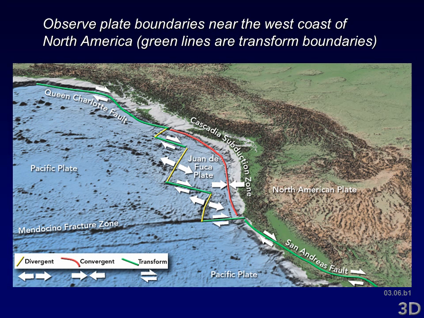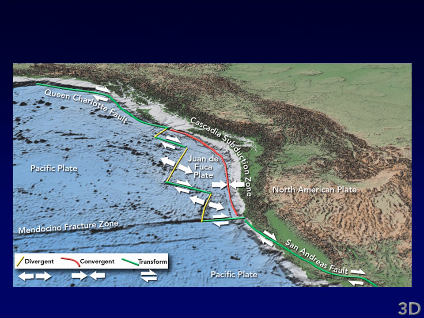Let's take a look at something a little closer to home. Let's describe what's happening off the west coast of the U.S. and Canada. So we can look at our key in the bottom left-hand portion of this map. We have divergent yellow lines, red convergent lines, and green transform boundary. So every type of plate boundary occurs on our west coast. What an active place we are. So that's what's happening. We have transform, convergent, and divergent movement off of our west coast.